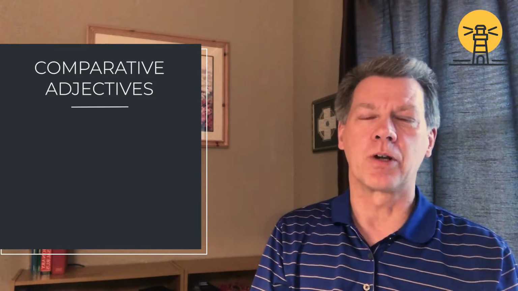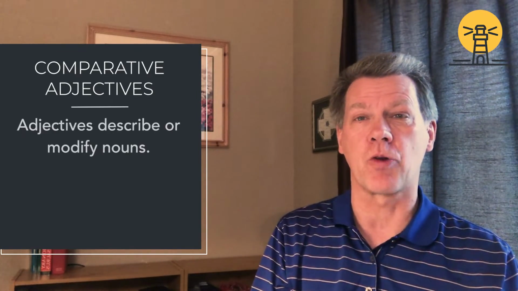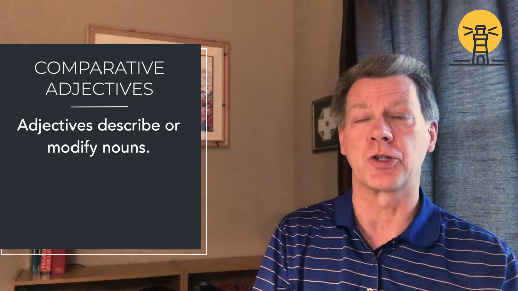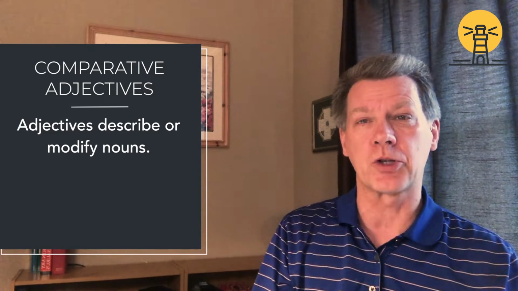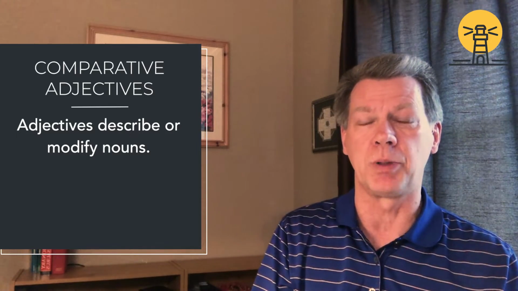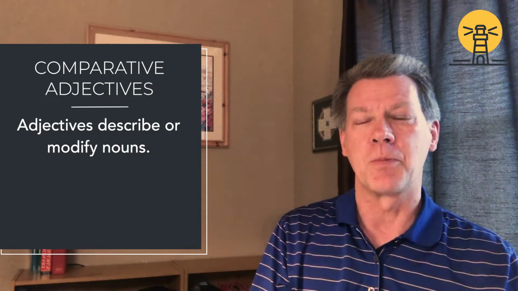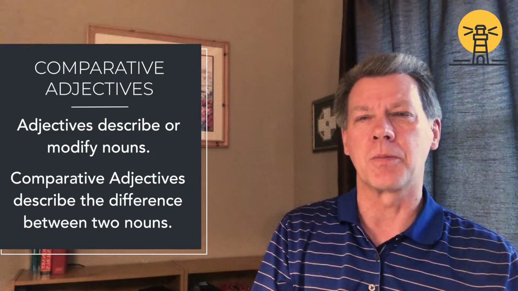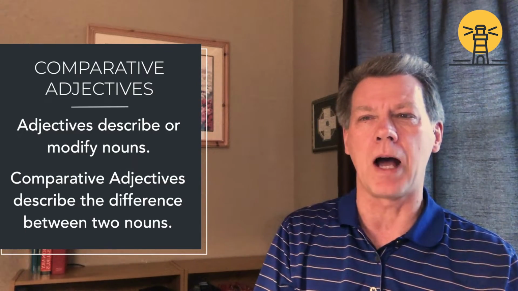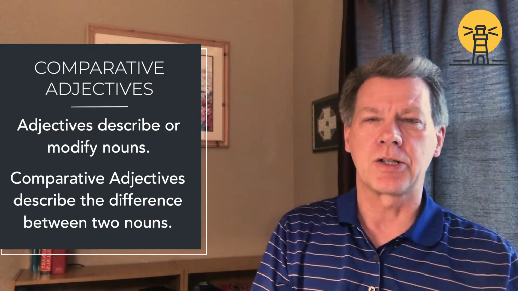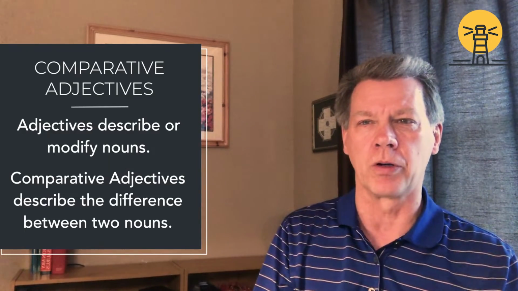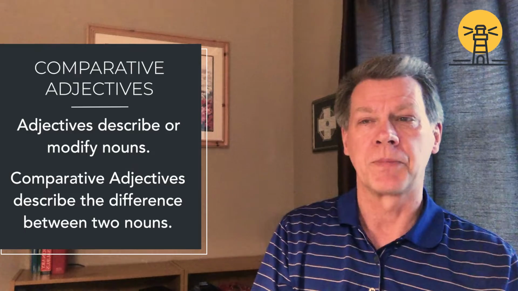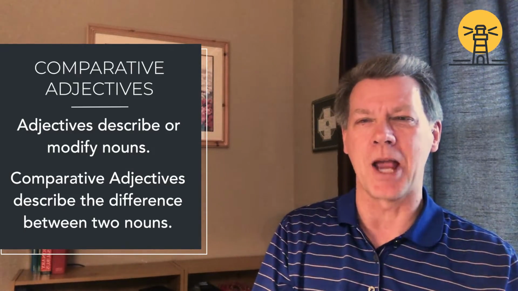Now, adjectives are words in the English language that describe or modify nouns, such as persons, places, or things, and they add an extra degree of description to someone, some place, or something. Comparative adjectives are used to compare the differences between the two objects they modify, such as something is larger or smaller, or something's faster or slower, or higher or lower. So let's take a look at some examples.